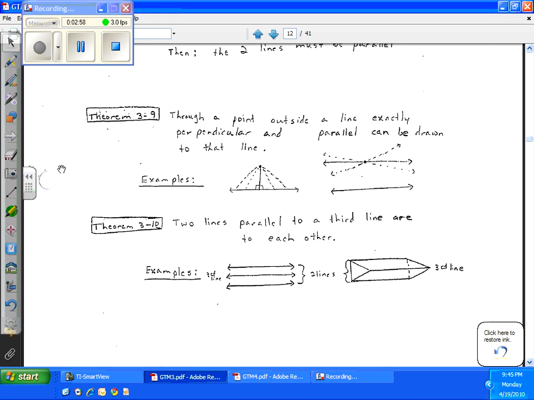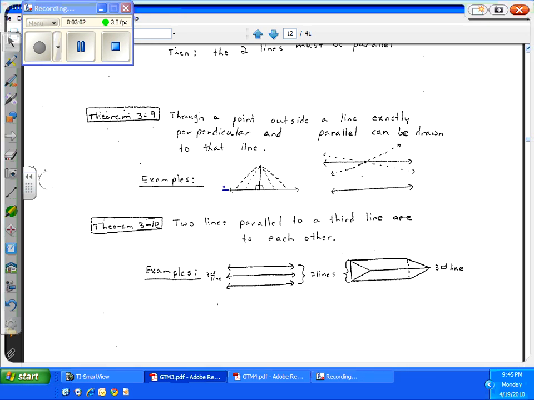Some other theorems thrown in the mix here. If we had a line and a point not on that line, exactly one parallel and one perpendicular can be drawn from the line.